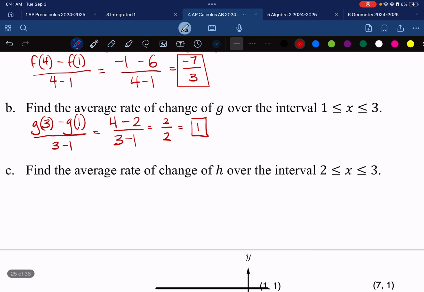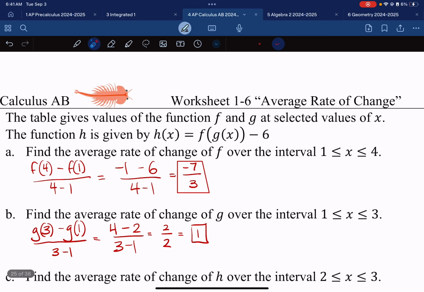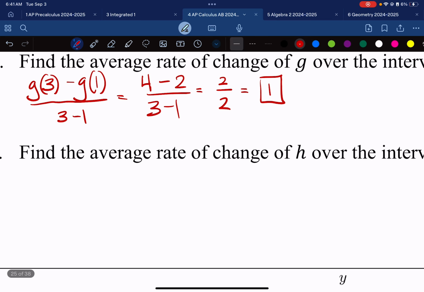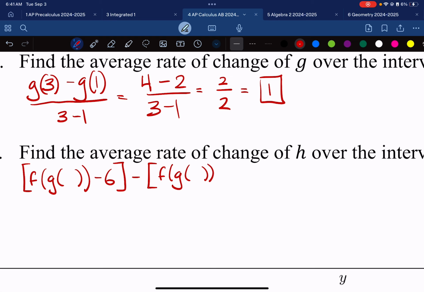All right, and then this is going to be the hard one. So the average rate of change of h. I need to plug into h, and h is this thing right here. So I'm going to copy this thing down twice to begin with, because that is the y-coordinate. I'm going to say it was f on the outside, right? So it's going to be f of g of something minus 6. This represents the first y-coordinate, and then I'm going to subtract the next y-coordinate. It's going to be f of g of another point, and then, sorry, I need to subtract 6, and that's all going to be divided by the 2 numbers that are being subtracted.